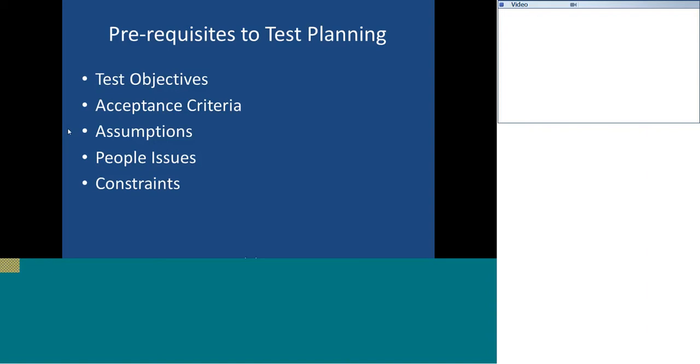Acceptance criteria was there in the test strategy. So if your organization is preparing a test strategy document, it will be covering most of these items. Test objective we were covering in the test strategy. Acceptance criteria was there. Assumptions was not there. And people issues, constraints. These are the 3 new items that are coming up, which we will be covering as part of the test plan. But before we go about the test plan, we should get the details about these 3. If you already have a test strategy, the first 2 sections are already covered.